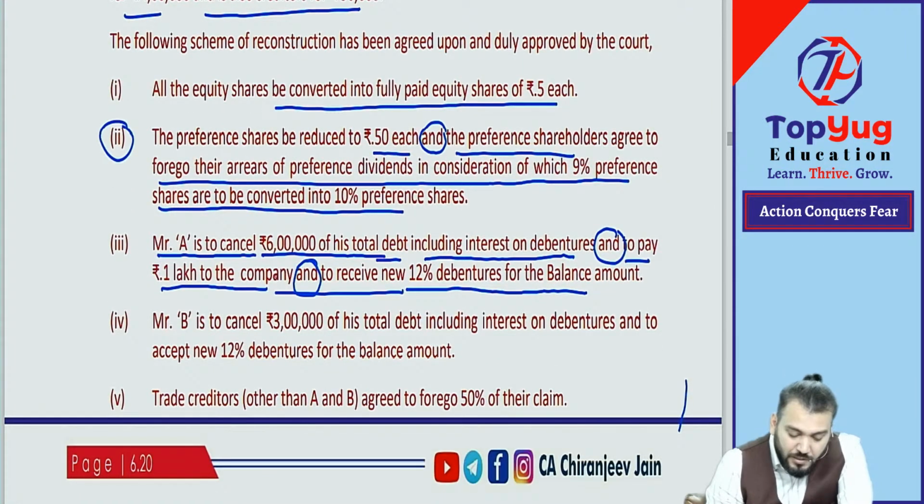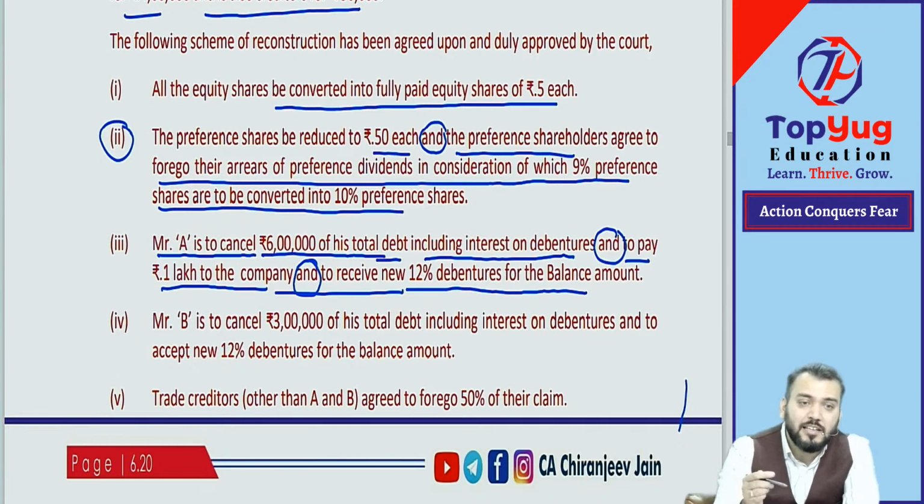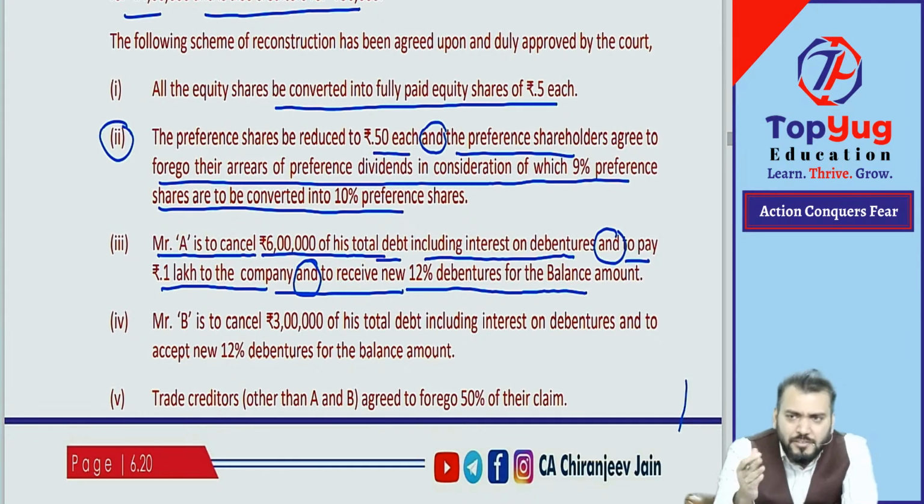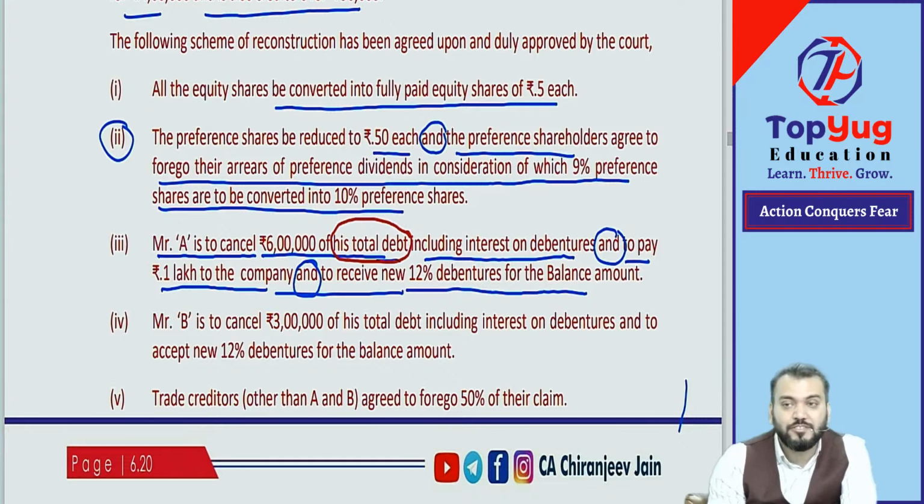Mr. A is to cancel 6 lakh of his total debt. So total debt will include all debt, including creditors. They have not said total debenture. That means amount payable. Amount payable can be a creditor, it can be debenture, so it can be any other liability. So to cancel 6 lakh of his total debt, including interest on debenture. Now have you understood this point?